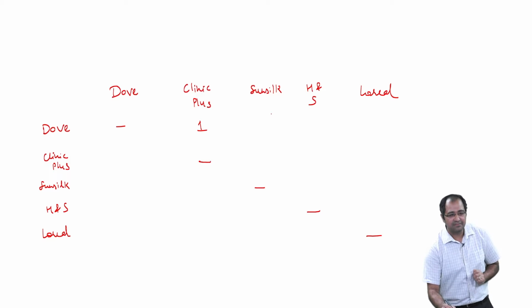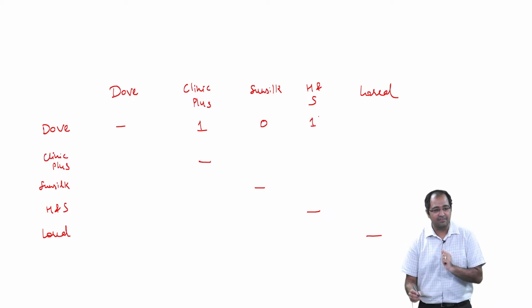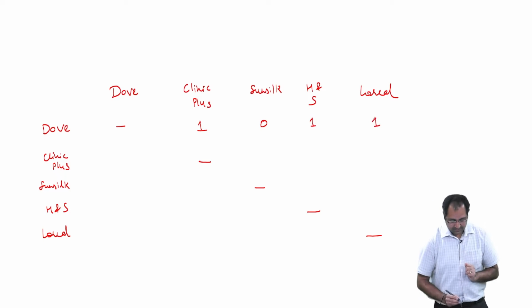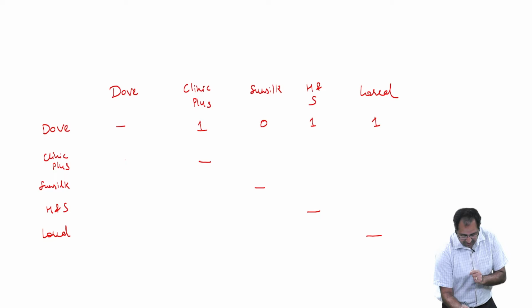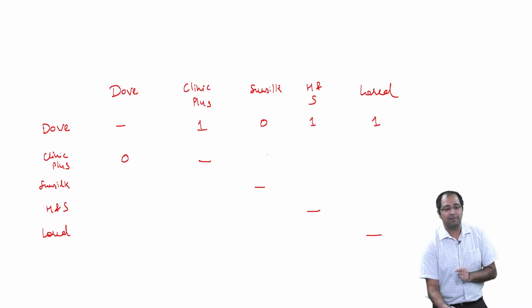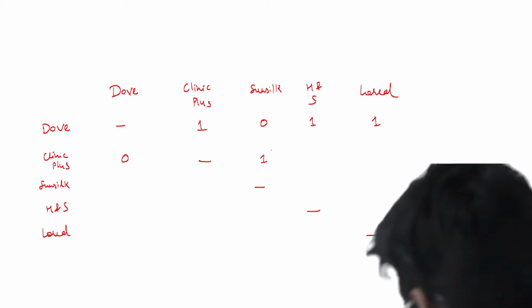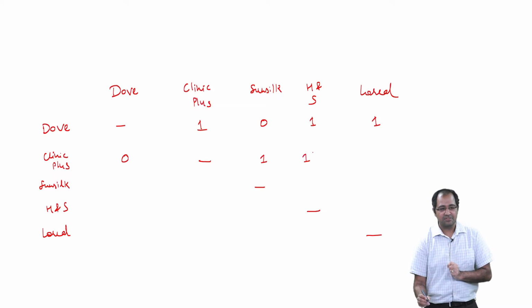Between Sunsilk and Dove? Dove. Between Head and Shoulder and Dove? Head and Shoulder. Between L'Oreal and Dove? L'Oreal. Now in the next row, Dove and Clinic Plus we have already evaluated. Clinic Plus is preferred, so we put 0. Now Sunsilk and Clinic Plus? Sunsilk. Head and Shoulder and Clinic Plus? L'Oreal and Clinic Plus? L'Oreal.